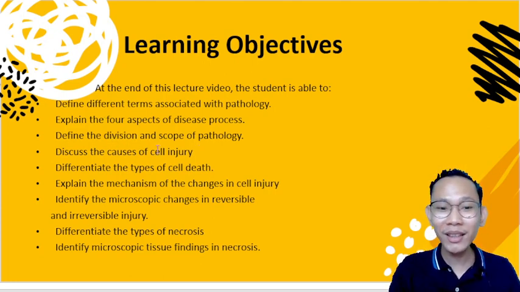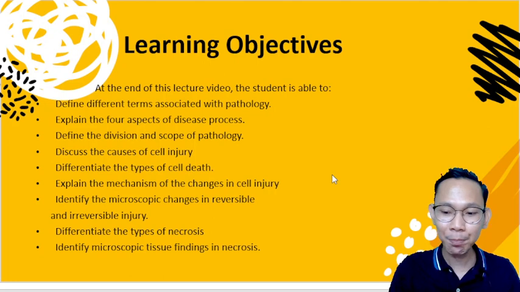Then, we will discuss the causes of cell injury, and not just the causes, but we will also discuss the different mechanisms of cell injury. This is going to be the second part of our discussion. Then, we will differentiate the types of cell death and explain the mechanism, as I said a while ago. Since this is histopathology, we will go to the cellular level. That's why we have to check the different microscopic changes in reversible and irreversible injury. Then, we will differentiate the types of necrosis, and lastly, we will identify the microscopic tissue findings in necrosis.